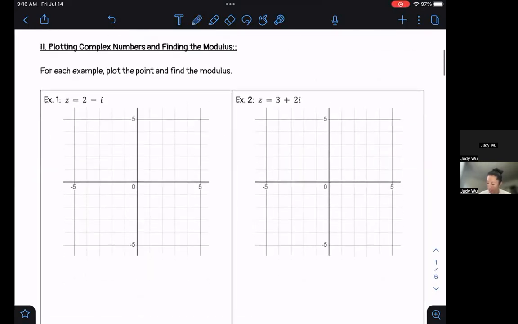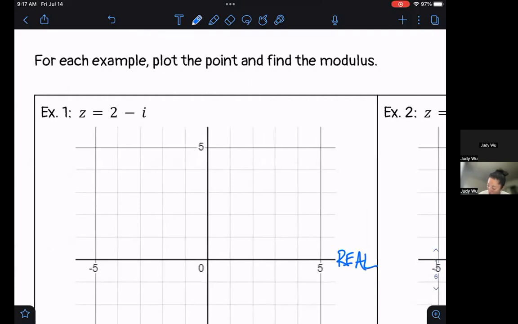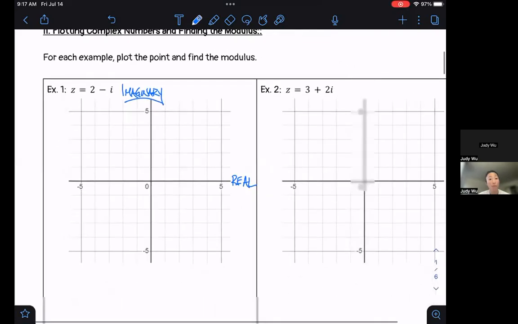All right. So let's take a look at this. How do we graph these complex numbers? Now, it turns out we can use a regular XY grid, except instead of this being x, we label this the real, okay, the real axis. And we label the y axis the imaginary. All right. So we've got the real axis and the imaginary axis.